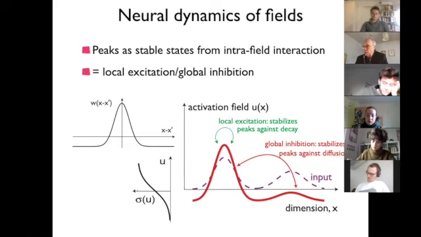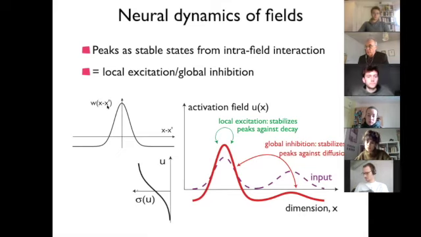integral differential equation that governs neural fields and that has peaks as stable states, attractor states from intrafield interaction. Remember, the notion was that neighboring sites in the field are coupled excitatorily. So the coupling strength between those locations, when x is close to x prime, two locations are close to each other, around here, there will be a positive coupling strength. So neighboring locations excite each other.